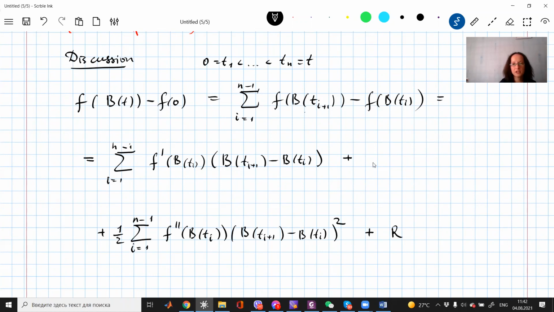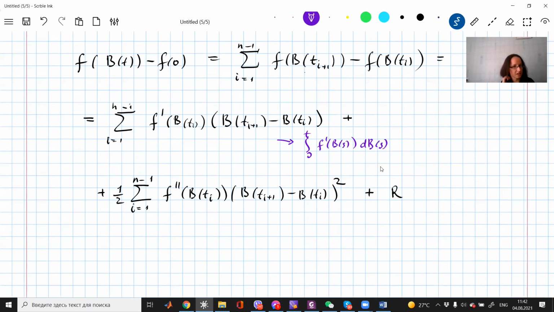So what should we expect in the limit? Here in the first term, you can recognize the integral sum for the Itô integral. So we can expect that this will converge to the integral of f prime of B(s) dB(s). So we know this.